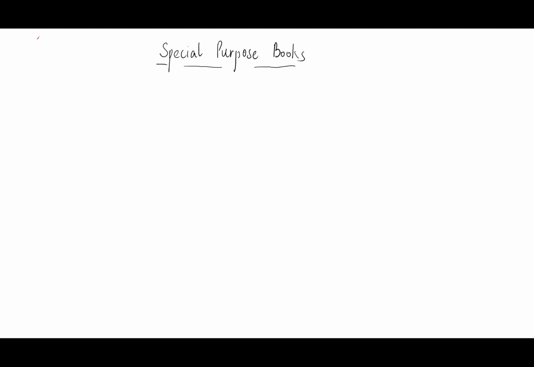Earlier to this I have done cash book, posting of transactions in journal, and also posting of transactions in ledger. Now here I'm going to cover what special purpose books are. The special purpose books are cash book. I will tell you what each of these stand for. Then you have purchase book.